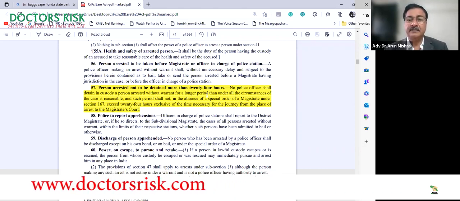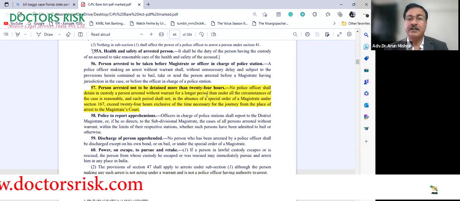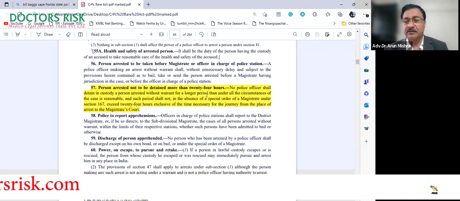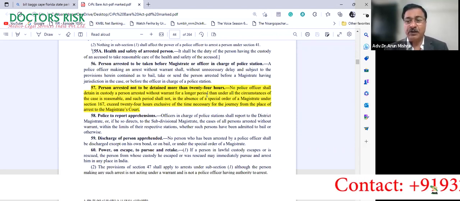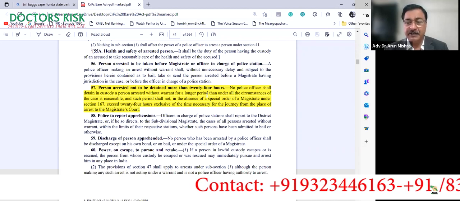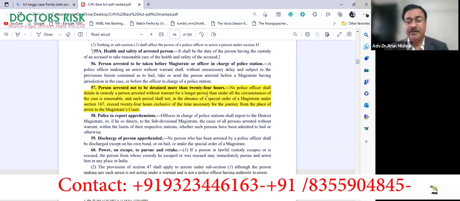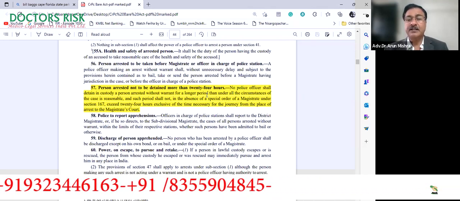Advise your client that he is busy, and tell the officer that he will come next day morning at 8 o'clock or 9 o'clock, so that he gets the benefit of 24 hours. Even if he gets arrested at 9 o'clock, by 11 o'clock or by 3 o'clock he needs to be taken to the court, and he will get bail immediately, it being a bailable offense. And this is possible.